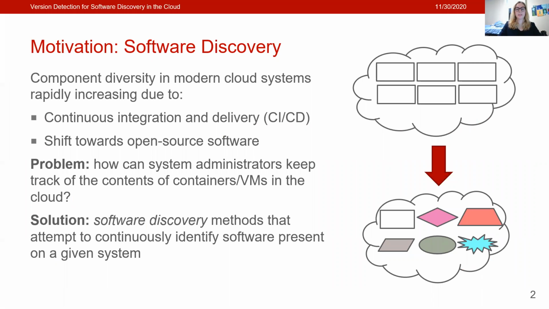Cloud systems can contain millions of virtual machines, which can in turn be accessed by millions of individual users with different goals. Current trends in cloud computing, such as continuous integration and delivery of software, and a shift towards open source instead of vendor-supplied proprietary software, mean that there's much more diversity in the components found on a system. With this comes the problem of keeping track of the contents of a multitude of VMs and containers in the cloud. One solution to this problem is to employ software discovery methods, which continuously identify software present on a given system in order to verify its compliance, security, and efficiency.